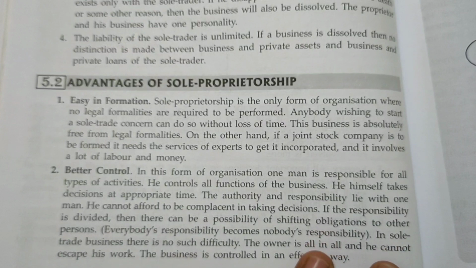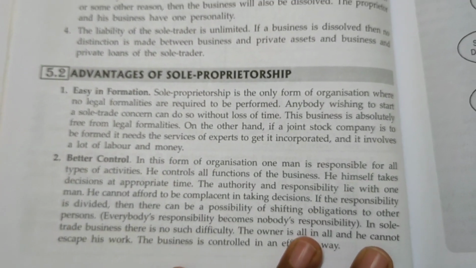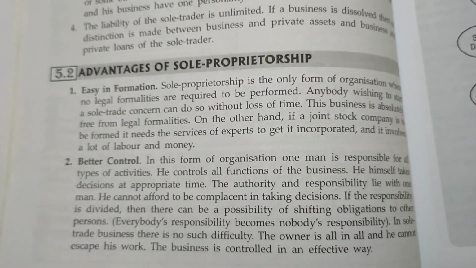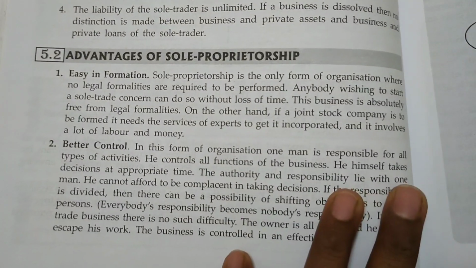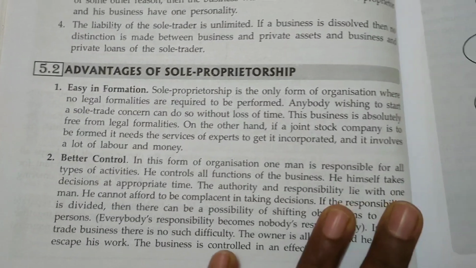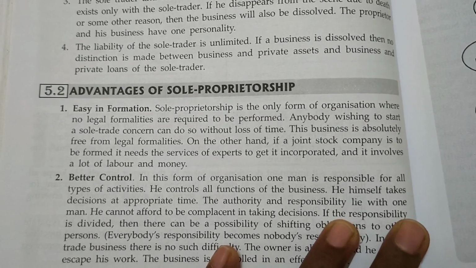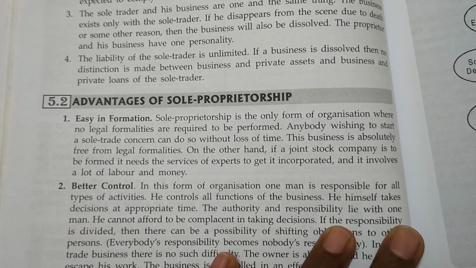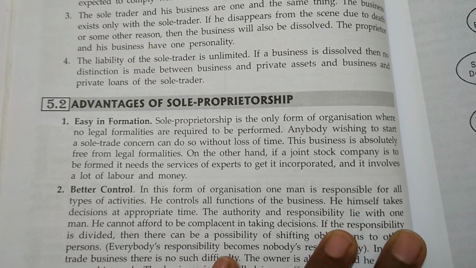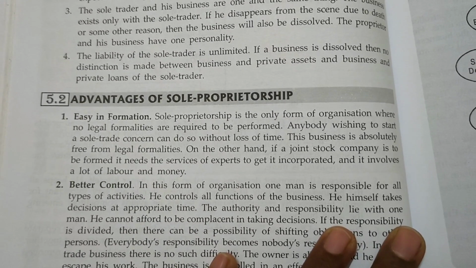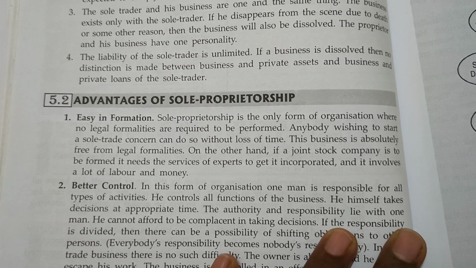These are advantages you have already learned in intermediate, so once again, let me say them. The first one is easy formation. Why is sole proprietorship easy to form? Because it is the only form of organization where no legal formalities are required. Here, no documentation is needed to form the sole proprietorship.